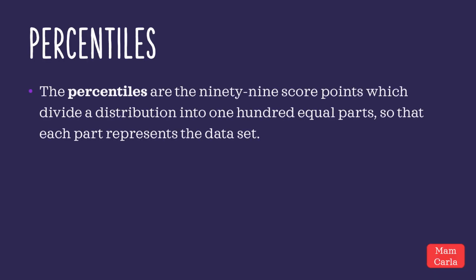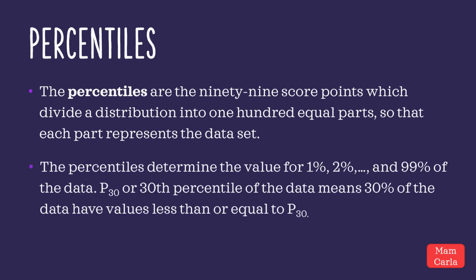Percentiles are the 99 score points which divide a distribution into 100 equal parts, so that each part represents the dataset. The percentiles determine the value of 1%, 2%, and so on, up to 99% of the data. For example, P sub 30, or the 30th percentile of the data, means 30% of the data have values less than or equal to P sub 30.